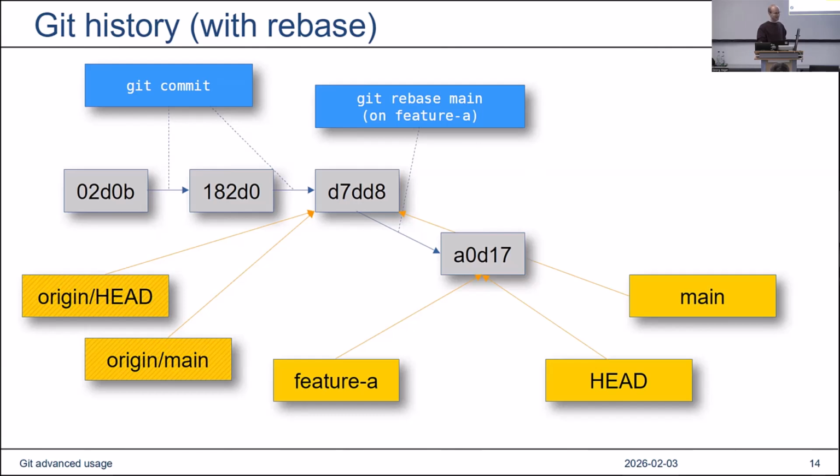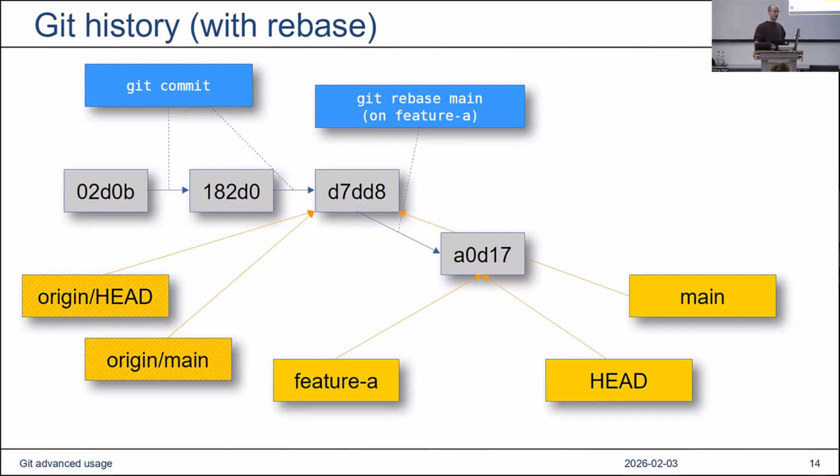Is it correct to say that the commit that I did before that I rebased is now as if I had done the commit on D7, D8 instead of D2, D7? Exactly. And when you do this, you can run into the same situation that you run into when you do a merge, which is a merge conflict.